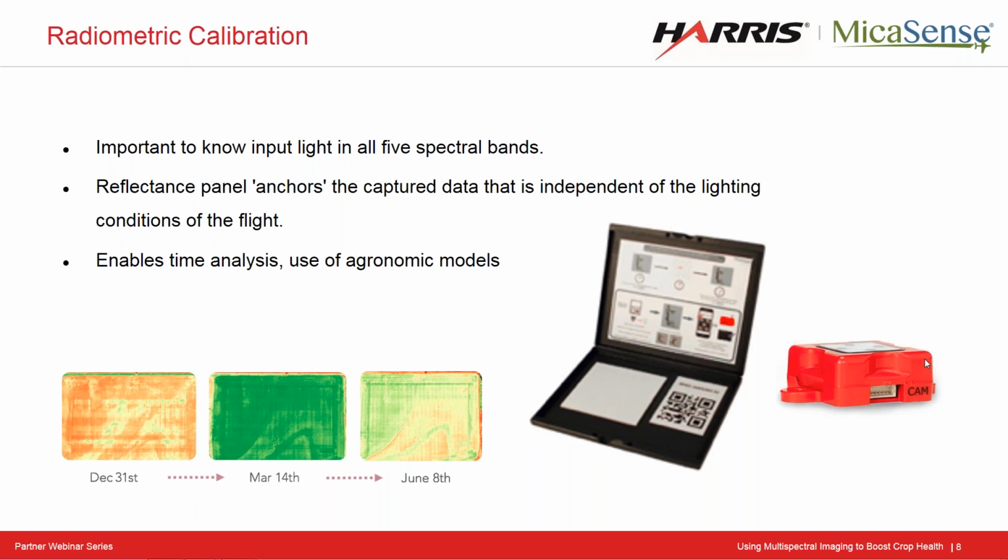This is mounted on top of the drone, and during the flight, the downwelling light sensor is capturing lighting changes and writing them into the metadata of each file, each image that's captured. So we use the calibrated reflectance panel shot and the DLS data in conjunction with each other to radiometrically calibrate the data, which enables time analysis and use of agronomic models. It just makes your data more insightful, essentially.